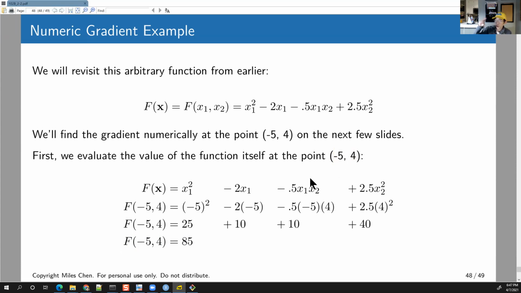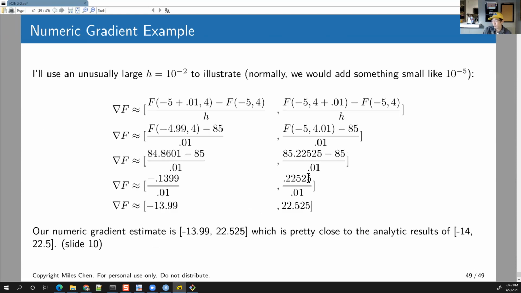Okay, and so remember, when we want the gradient, we want two partial derivatives. So first, we're going to add 0.01. Okay, just for illustration. Normally, you'd add something even smaller, like maybe 10 to the -5. But just for illustration here, I'm going to add 10 to the -2. So I'm going to add 0.01 to x1 to get my first value here, right? So I'm going to have f of -5 plus 0.01, which will be f of -4.99, 4. And we're going to calculate the value of the function at this location, okay?